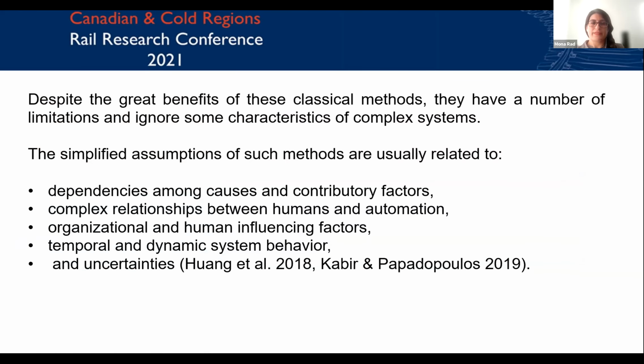Despite the great benefits of these classical methods, they have a number of limitations and ignore some characteristics of complex systems. The simplified assumptions of such methods are usually related to dependencies among causes and contributing factors, complex relationships between humans and automation, organizational and human influencing factors, temporal and dynamic system behavior, and uncertainties.